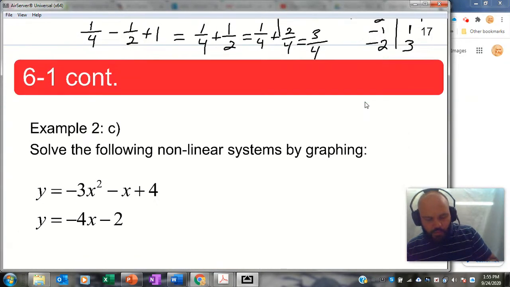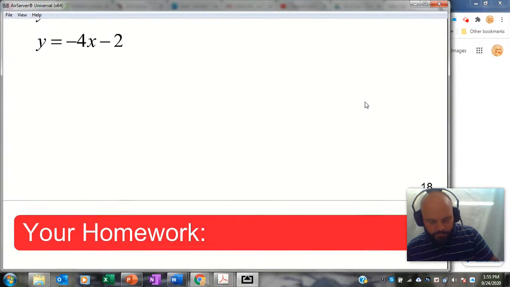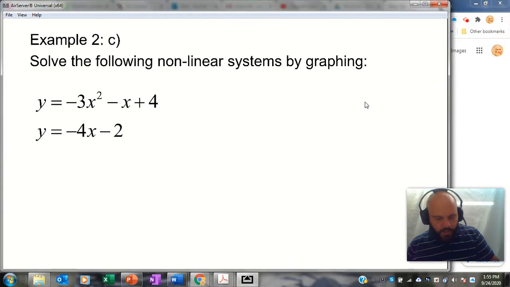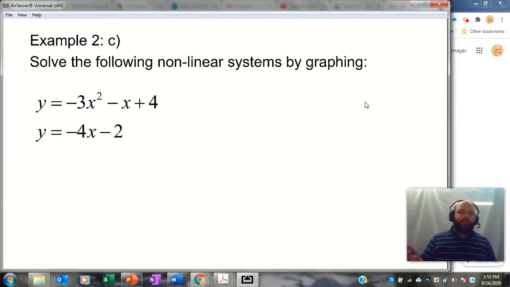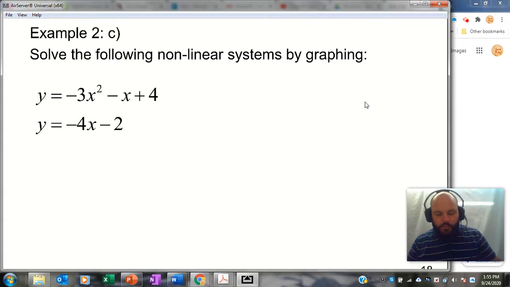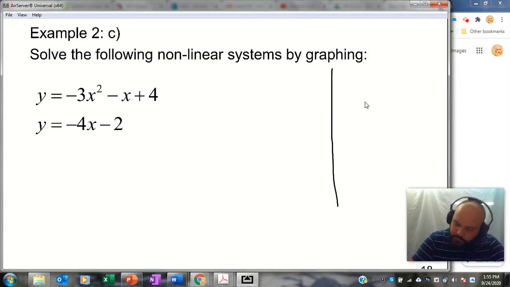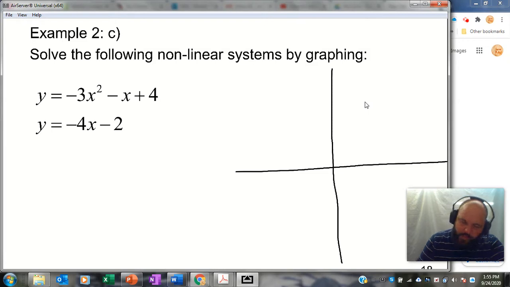All right, moving on to the last problem that we're going to do. Same idea. We have a parabola and we have a linear equation. And so we're going to graph the linear equation first, and then we'll go back and graph the parabola. Okay, so let's start by graphing the linear equation.